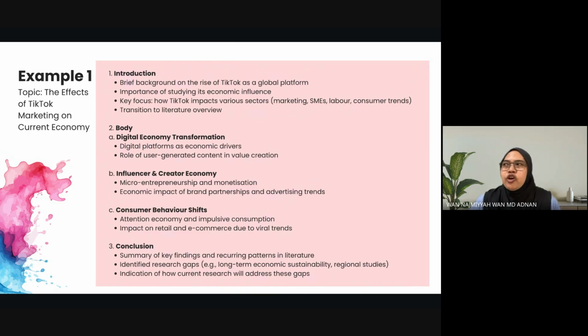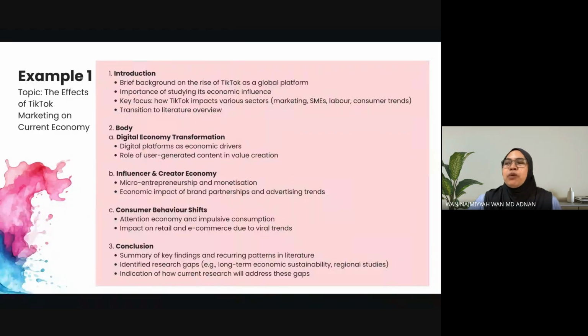So in your literature review, you would have an introduction section, which means the first paragraph of your literature review, where you can give brief backgrounds on the rise of TikTok as a global platform, generally, the importance of studying its economic influence, and the key focus on how TikTok impacts various sectors. So in the introduction section, you can give a brief background of what TikTok really is, the definition, and the focus of what you are planning to do. So it's like a general idea of what your whole literature section is going to be like.